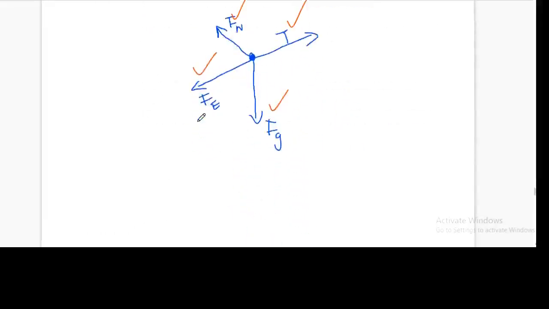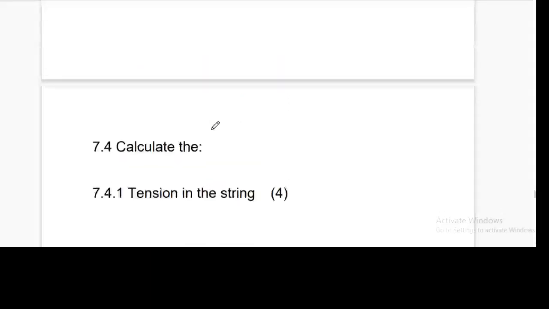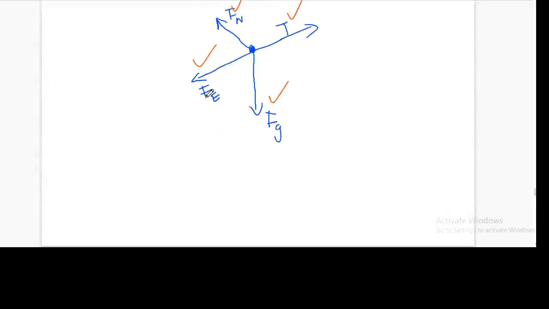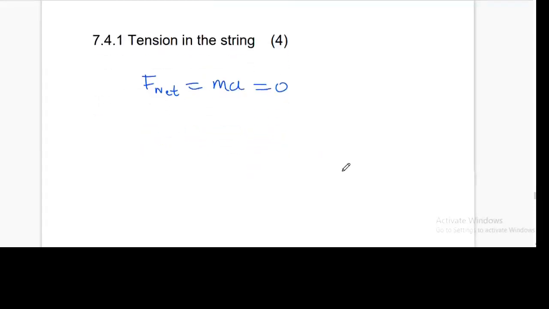So now let's go to 7.4. Calculate the tension in the string. So we have Fe. Before we can do anything, we start by saying F net is equal to what? Remember, this is stationary, so it is in mechanical equilibrium. F net is equal to ma, and a is equal to 0.